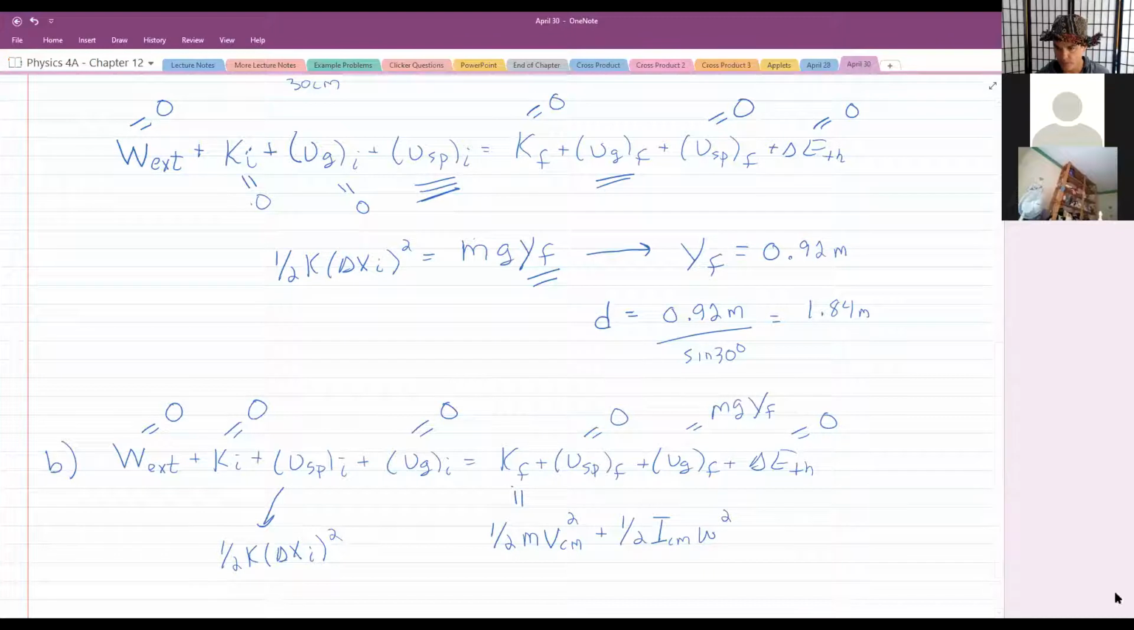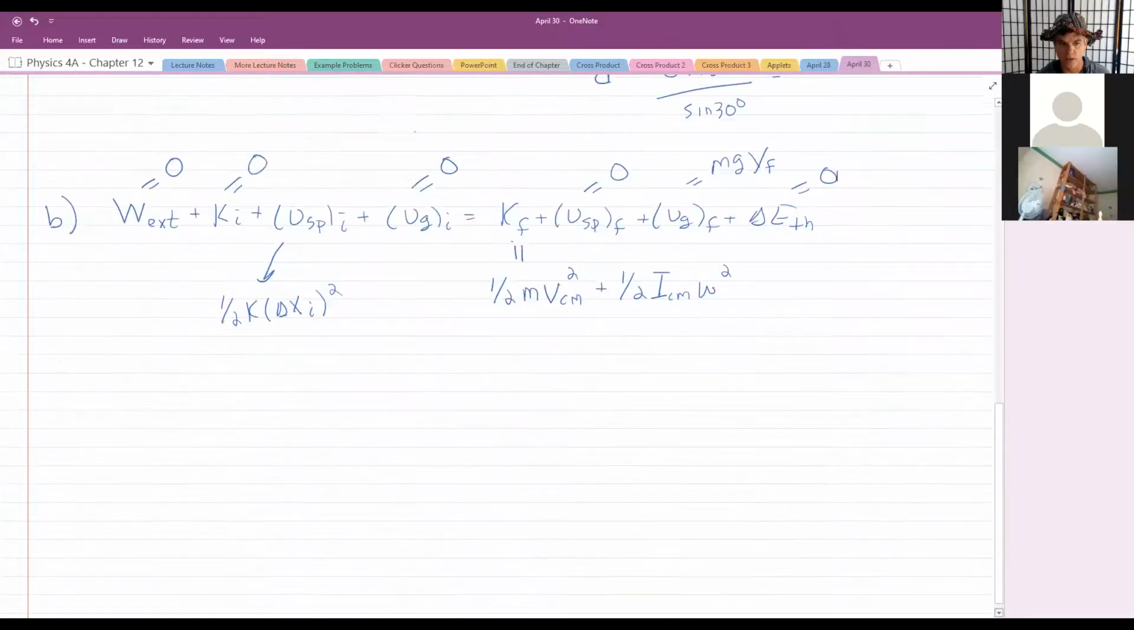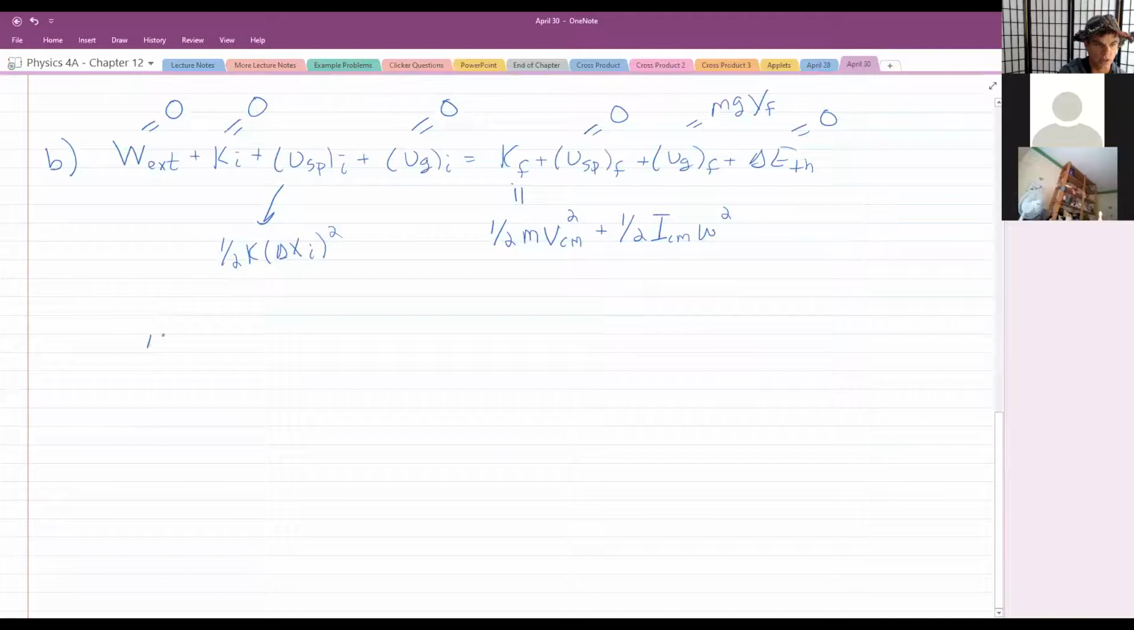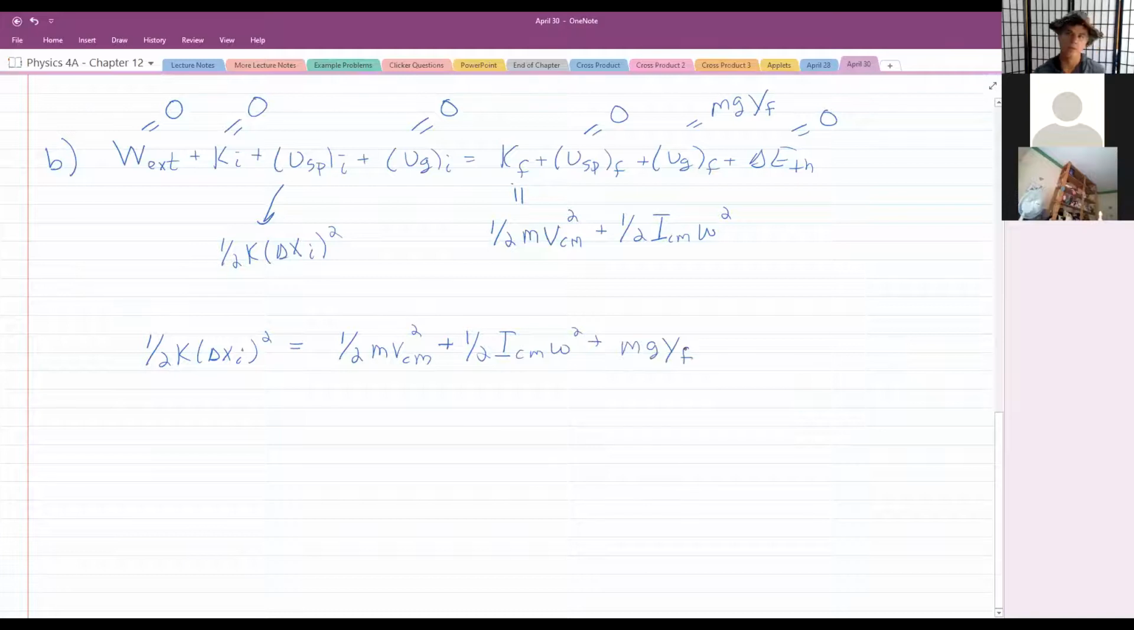So putting it all together, initially all of the energy is the elastic potential energy stored in the spring. At the end, while it's still moving, I've got translational kinetic energy because the center of mass of the ball is moving. I've got rotational kinetic energy because it's rotating as it's rolling. And I've got gravitational potential energy. So the only real new thing if something is rolling is I have to consider the rotational kinetic energy.